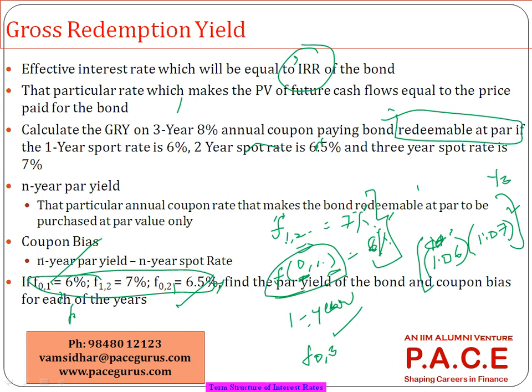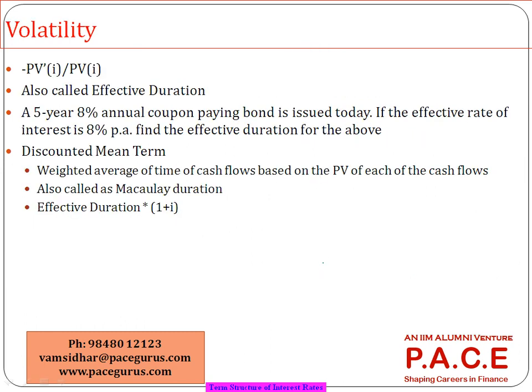computing the gross redemption yield and N-year par yield, and finally finding out the coupon bias for each of the years. All right. Now we'll move into the next important aspect of our session, finding out the volatility associated with the cash flows. Right, the earlier things whatever we have done are finding out the present value of the cash flows. Now we will spend some time in terms of understanding the volatility associated with the cash flows. What are the various mechanisms we can use to actually find out the volatility associated with the cash flows, and define some of those kind of definitions for us.